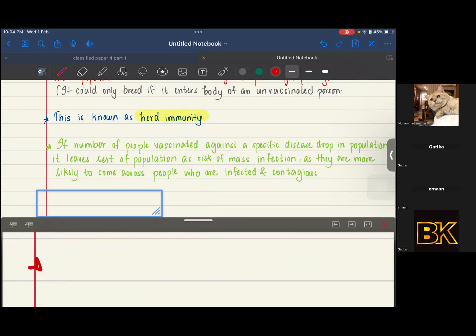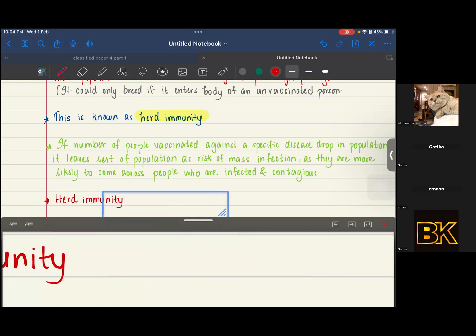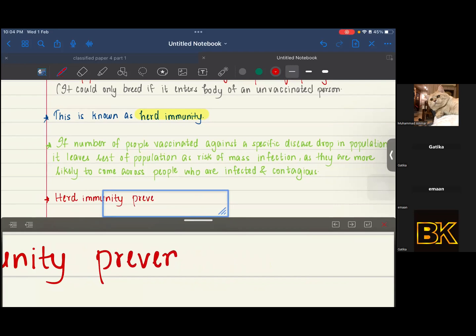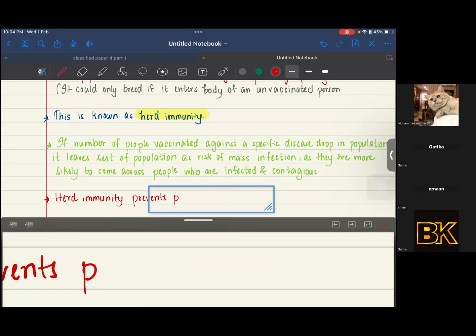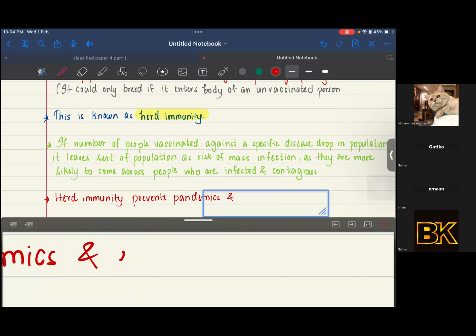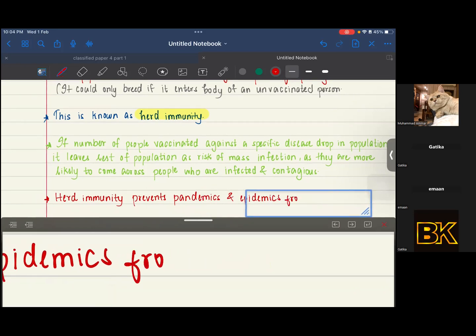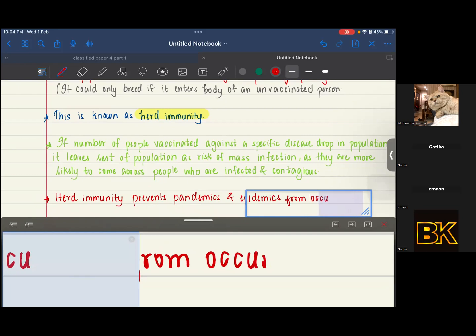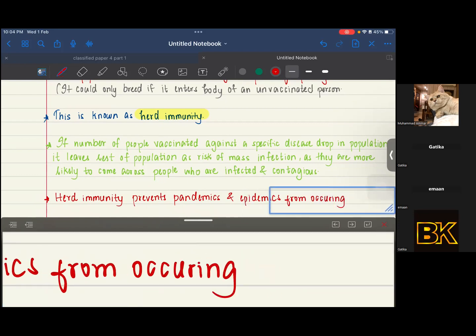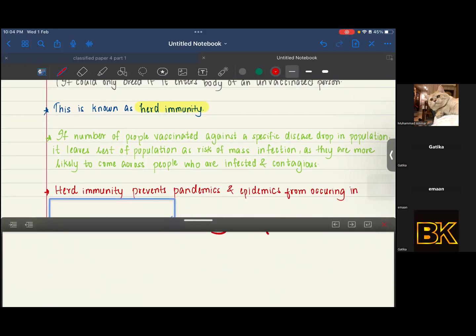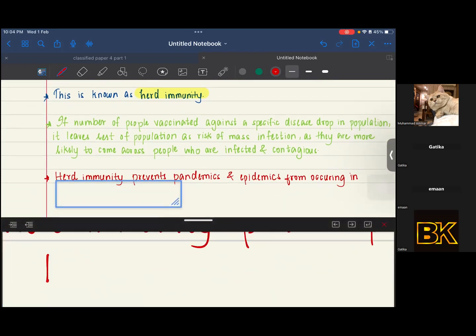I would note this point too. Herd immunity prevents pandemics and epidemics from occurring in the population.